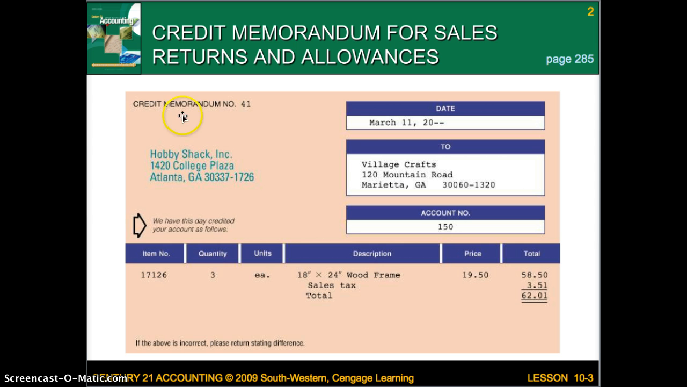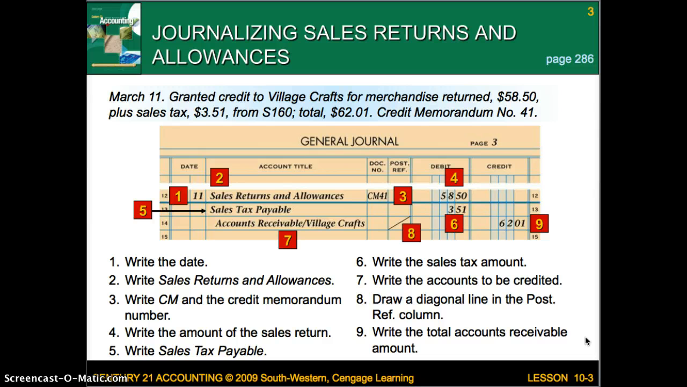So you can see here's our credit memorandum 41. It's got the date, who it's to, the account number, what the item number was, the description, the price, the sales tax, and the total. So we are sending this to them saying, we are going to credit you back $62.01. If the above is incorrect, please return stating the difference. So please make sure that you let us know if we're not doing this right. But this is the number that we're going to put in our books, because this is what we think you have called and told us is not correct, or you need to return.